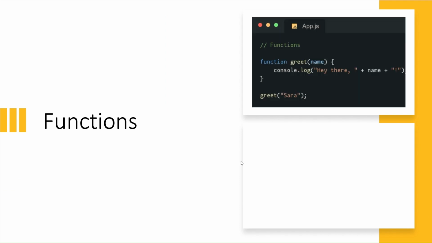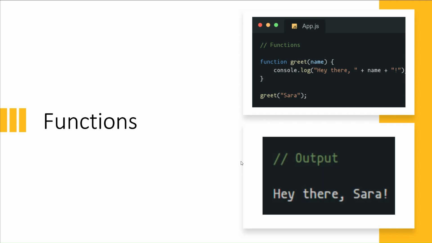Functions. Now say hello to our functions. Meet our function named greet. You tell it a name and it says, hey there, followed by the name. Functions make your code friendlier and save you from repeating yourself. The greet function is called with the argument Sarah, and it logs a greeting message, hey there, Sarah, to the console.